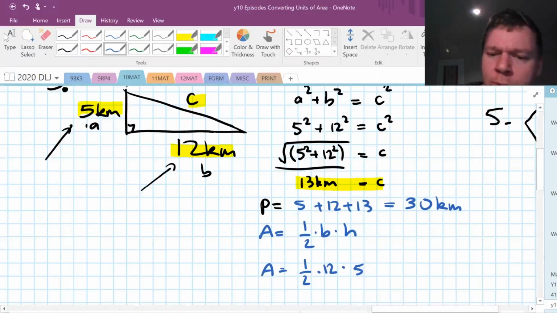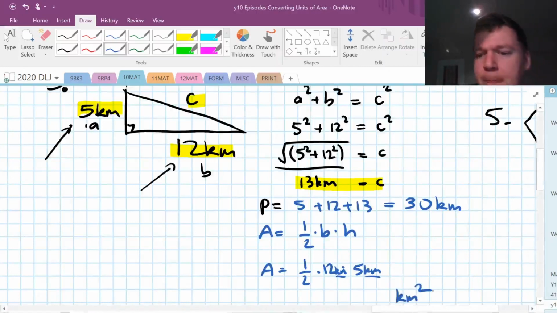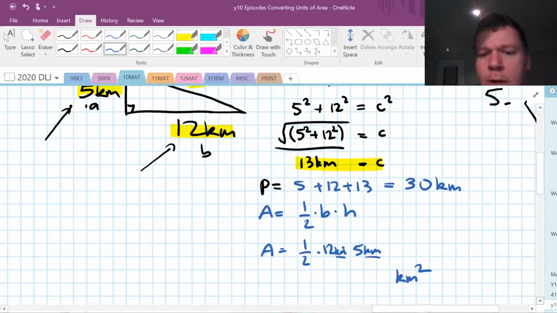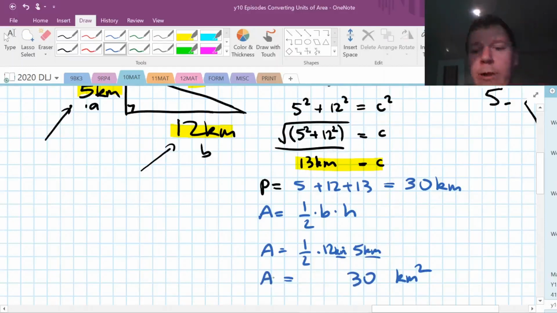And I should put kilometers as well so that we get the right units. See how we've got kilometers times kilometers, so we're going to get our final unit being kilometers squared. Alright, anyway, half of 12 is 6. 6 times 5 is 30. 30 kilometers squared.